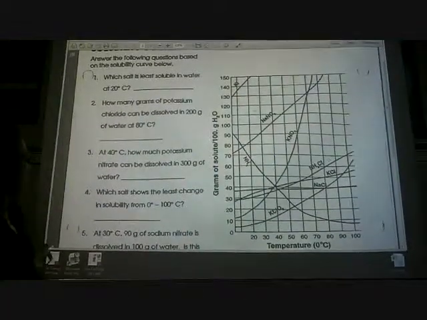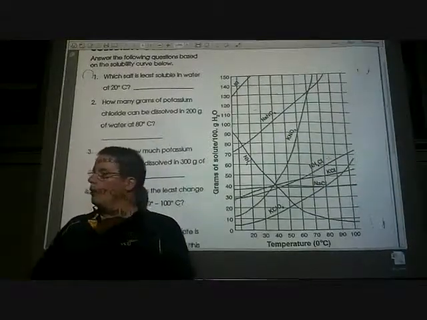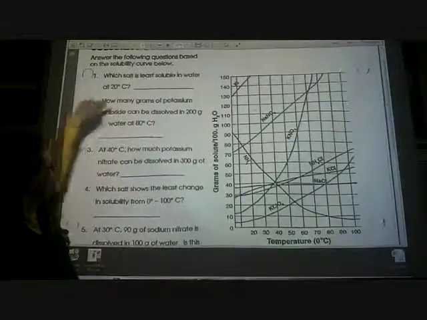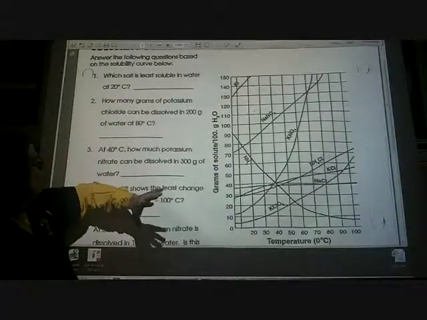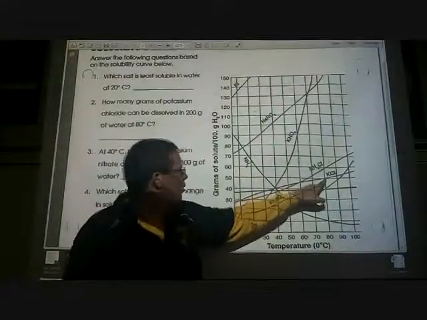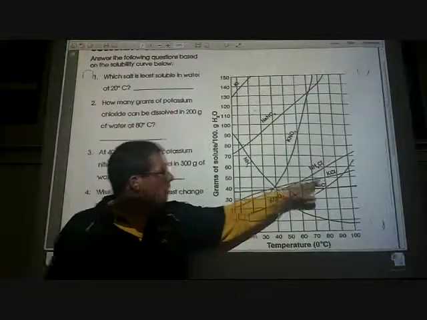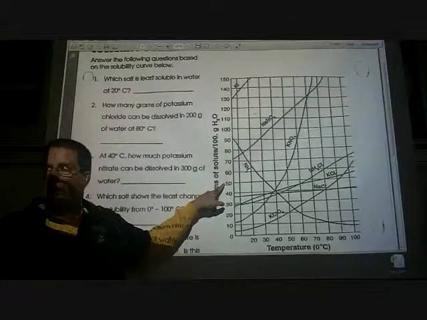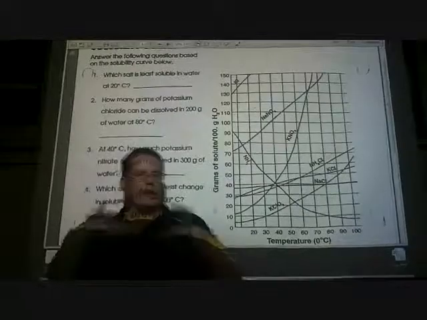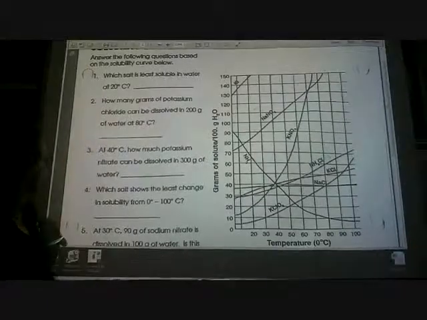Number 2, how many grams of potassium chloride can be dissolved in 200 grams of water at 80 degrees? Well, again, recall that this is grams of solute per 100 grams of water. Let's do this first. Potassium chloride at 80 degrees, where's potassium chloride? Right here. So how many grams of potassium chloride can dissolve in 100 grams of water at 80 degrees? 50. If you have twice the amount of water, how much can you dissolve? 100. So if you double the amount of water, you can dissolve more stuff. So 100 grams of the potassium chloride.